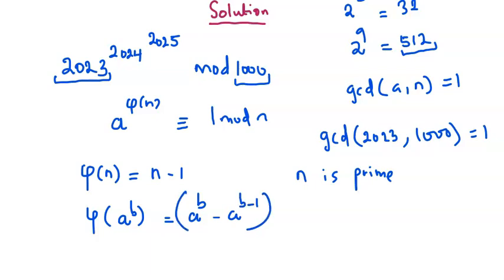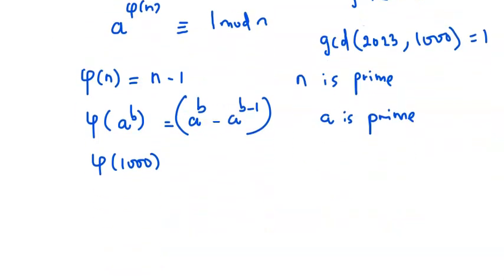So here, given that A is prime, you get the idea. So now we're going to evaluate the Euler phi of 1000. Oh, there is another property that I missed right over here. That is that the Euler phi of a product A times B is the same as the Euler phi of A multiplied by the Euler phi of B. So I missed this, or I forgot this anyways.